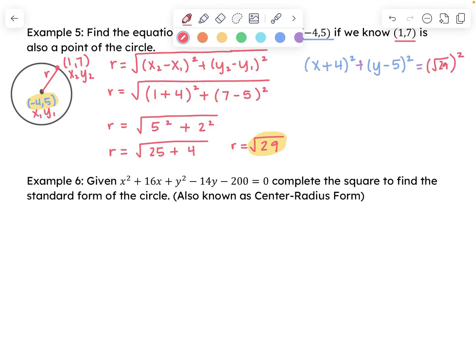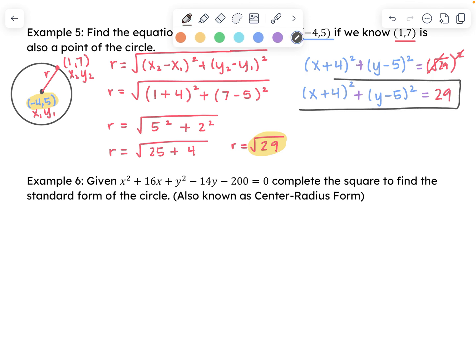And remember, we don't leave it like that. We do need to simplify it. But for this one, when I simplify it, that square root and squared are going to cancel out. And so I'm just going to be left with 29. So x plus 4 squared plus y minus 5 squared is just going to equal 29. And there's my equation.